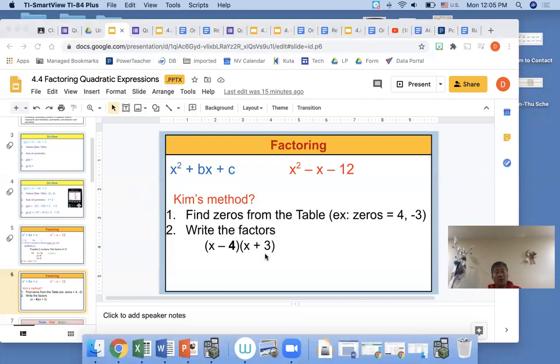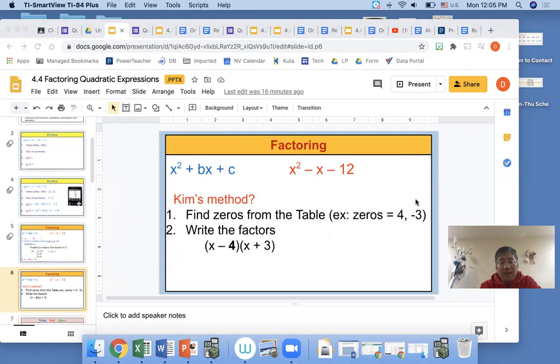So I talked too much, but I just want to make it clear. You put it into the calculator, find two zeros, and then write down the factors. Simple, right? That we call Kim's method. Everybody understand?